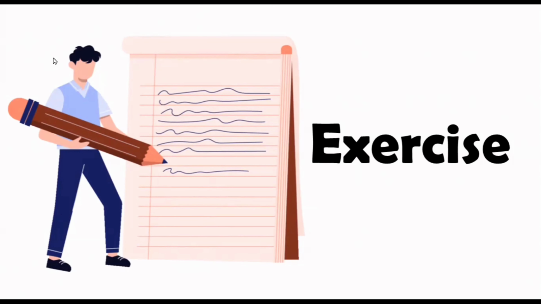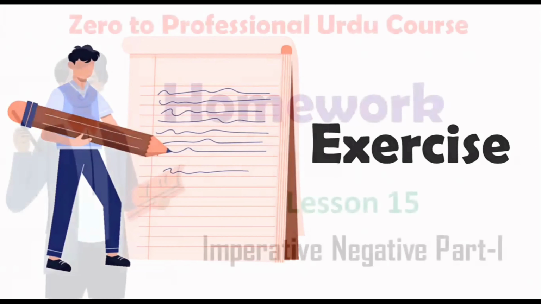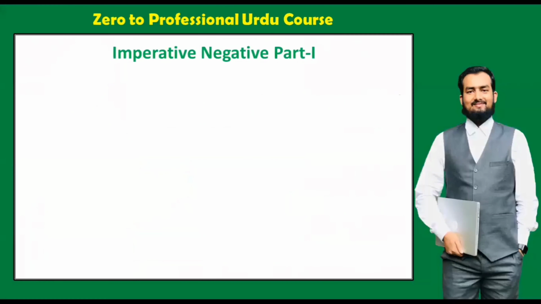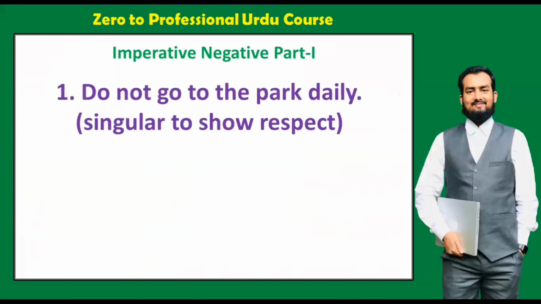Bismillah ar-Rahman ar-Rahim. Hello guys, so now we are going to do our homework and I am sure that you have completed your homework. The homework is related to lesson number 15, in which we talked about imperative negative part 1. The first sentence of the homework is: do not go to the park daily. And the context is singular to show respect.